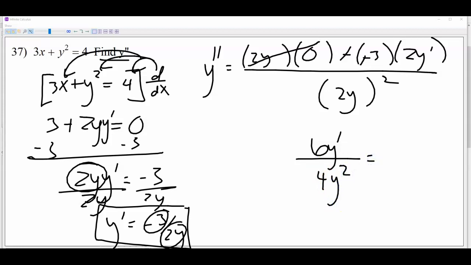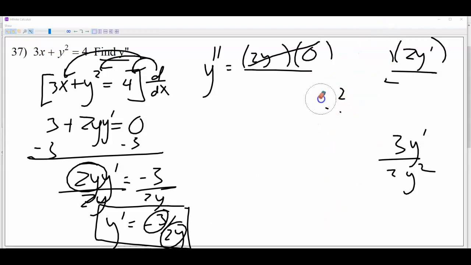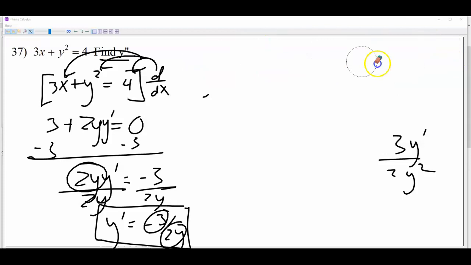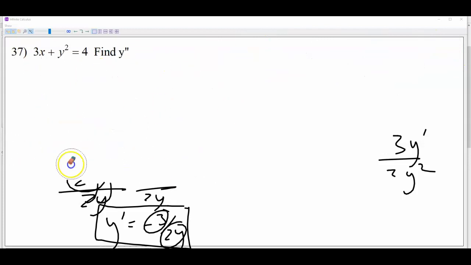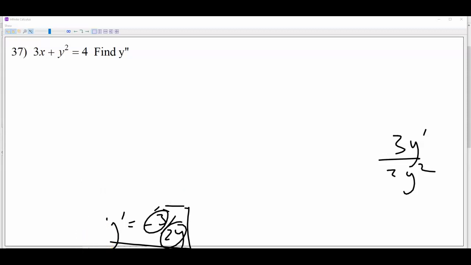Heck, we could even reduce this a little bit. 3y prime over 2y squared. But we're still not okay because whenever you get this answer, they don't want you to have a y prime in the answer. They only want you to have x's and y's usually. And so instead of having a y prime in there, what we could do is take our answer of y prime and replace it with this.